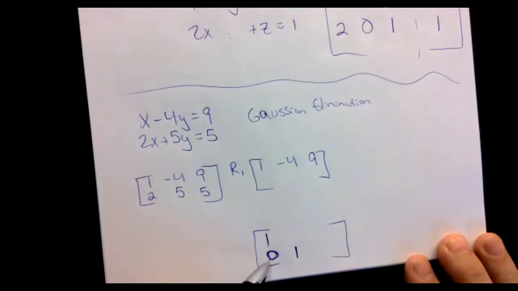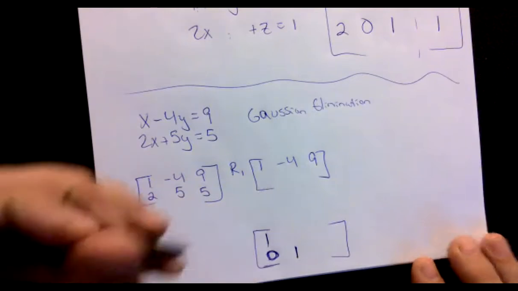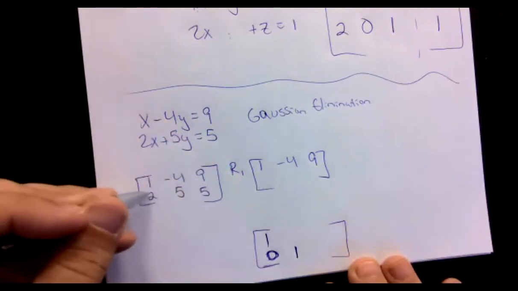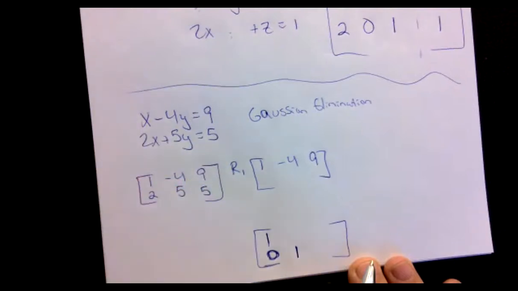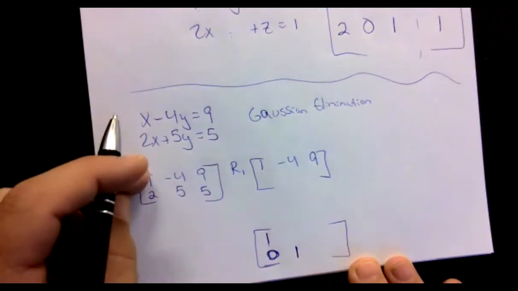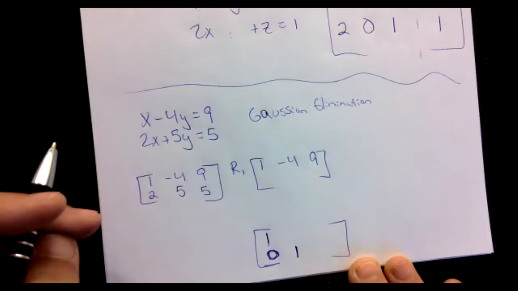Next, I want to get a 0 here in the bottom left. The only way I can get rid of this 2, I can't multiply by 0 because that's going to cancel everything out. So I've got to multiply by some number and then add my rows together.